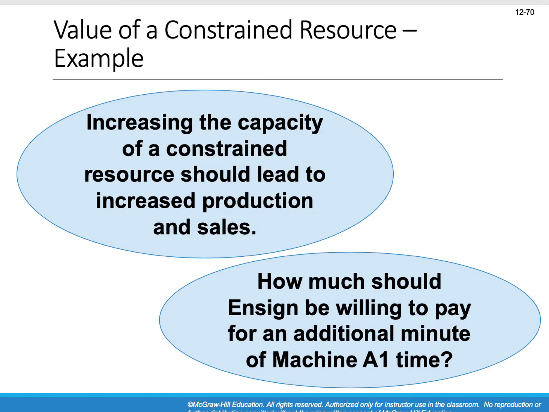Okay, so working on with the example that we had, how much would Ensign be willing to pay for an additional minute of machine A1 time? So what we could do then is we can relax the constraint, right? We can increase the capacity of that bottleneck. That's great, but in managerial accounting, how much are we willing to pay? What's the dollar amount for that?